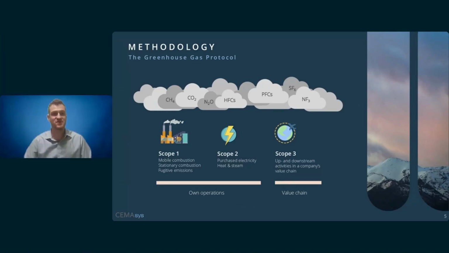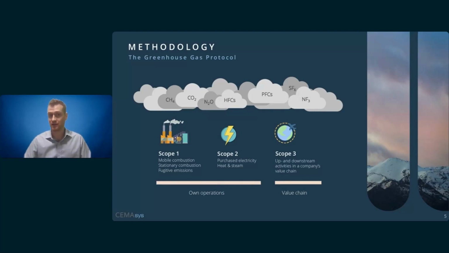All right, thank you, Zach. So like he said, I am going to start by introducing you all to the most used methodology for calculating a company's carbon footprint, which is the Greenhouse Gas Protocol. This is the most widely used method for carbon accounting around the world. The guidance recommends splitting emissions into scope 1, 2, and 3.